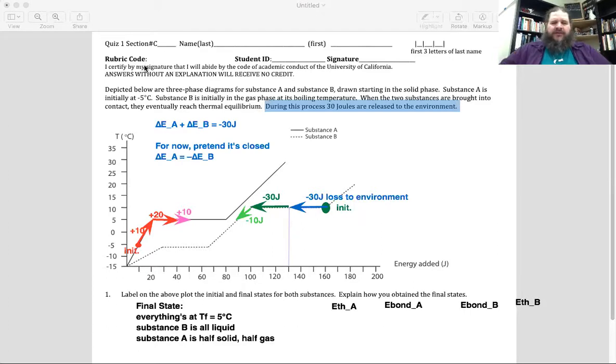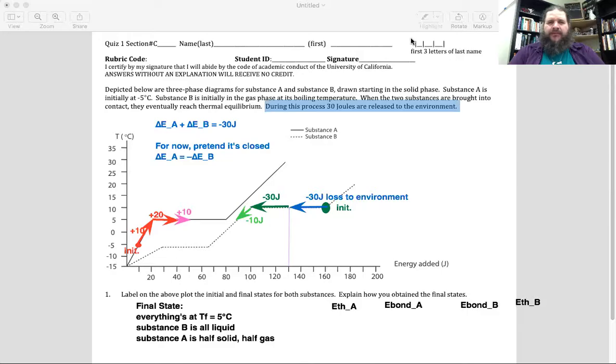And then you could also write this out as a conservation of energy equation, delta E thermal A plus delta E bond A plus delta E bond B plus delta E thermal B equals -30 joules, the heat. Any other questions on that one? All right, then let's try out another example that I think will help apply this more numerically.